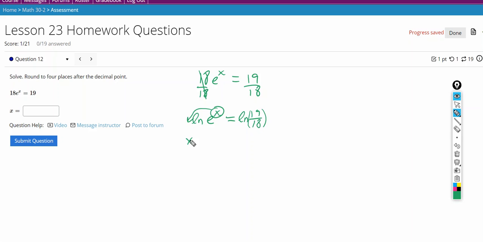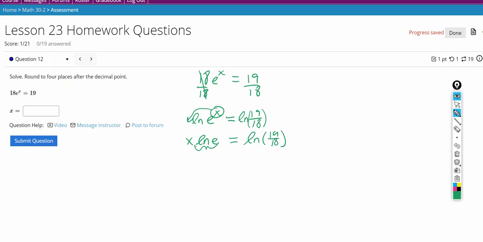So now we've got x times the natural log of e, which, okay, we'll just keep on going though, and then is equal to the natural log of 19 over 18. All right, so the natural log of e, what could that be equal to?